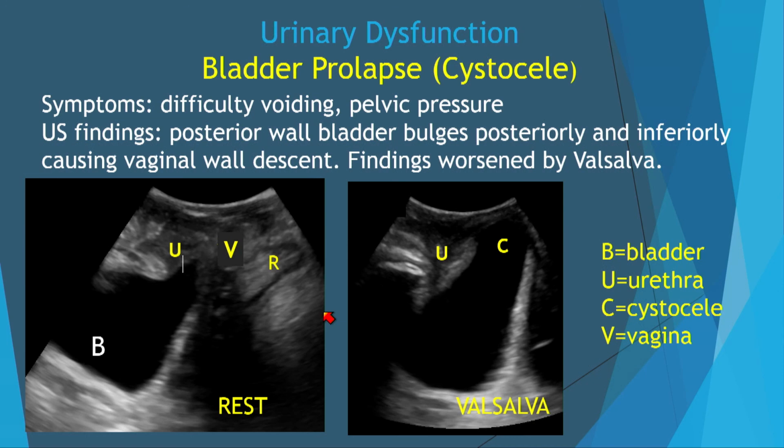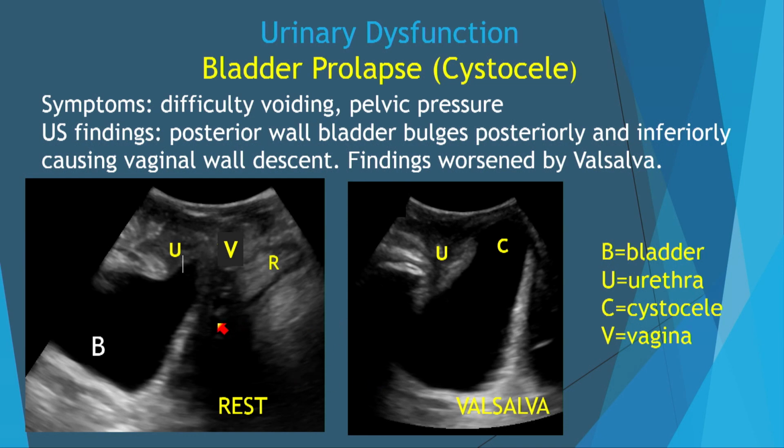Well, now I'd like to turn to what are the types of findings you may see. The patient comes in and they're complaining of some kind of pelvic floor symptom. First of all, the most common symptoms we tend to see are of the bladder. And if a patient has problems with difficulty voiding or pelvic pressure, one of the most common findings we see is that of a cystocele.